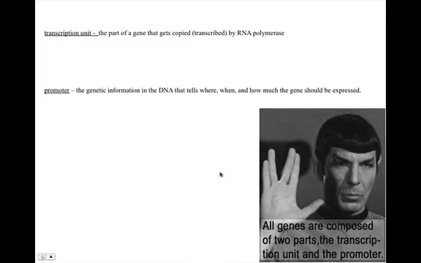All right. So we've got more to say about the homework, but I think we'll take a break at this point in this mini lecture. We just defined the two parts of every gene. Good.